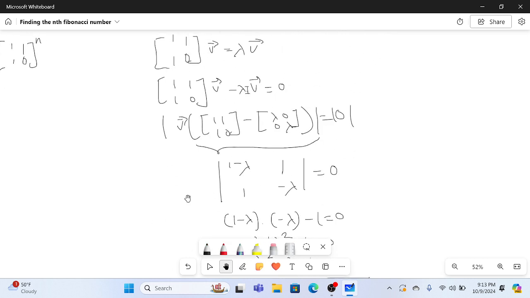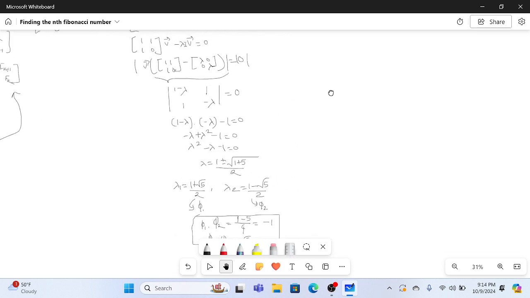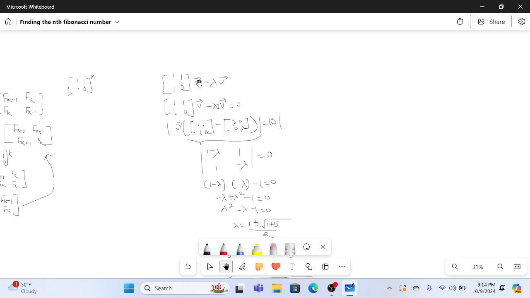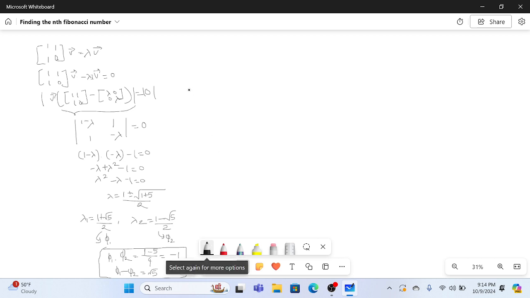Now we know that these are its eigenvalues, and we also need to find out for which eigenvectors these are the eigenvalues. Let's try to find that. Let's say I'll just write phi 1 for now, and I will try to find the eigenvectors for phi 1, and the same process can be used for phi 2. So I will not be doing it for phi 2.